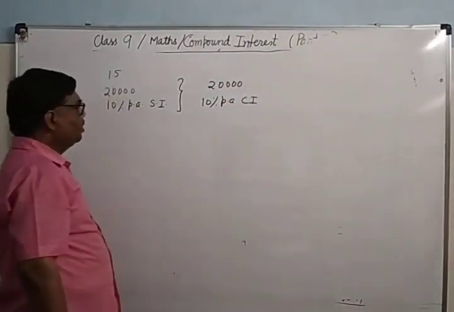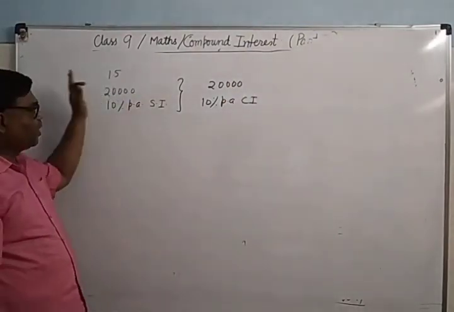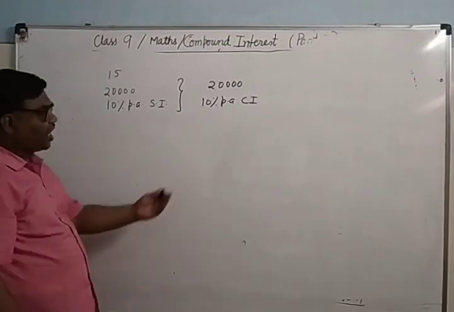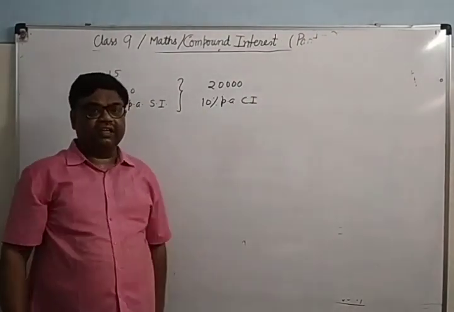So see here, he is paying SI to the bank, but charging CI from the friend.